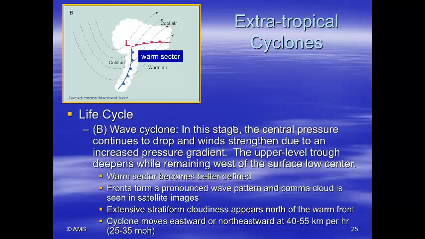Extensive stratiform cloudiness appears north of the warm front, and the cyclone moves eastward or northeastward at 45 to 55 kilometers per hour, or 25 to 35 miles per hour.